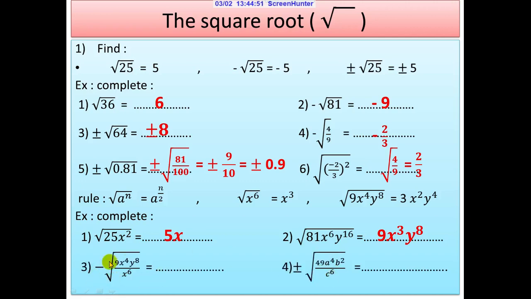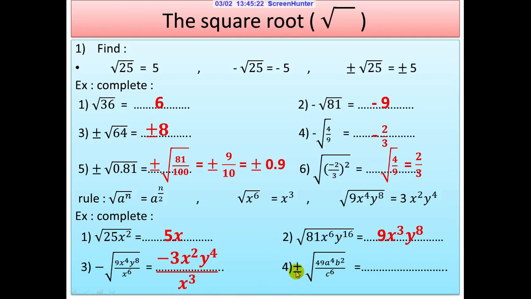Number 3: negative square root of 9x⁴y⁸ over x⁶. We try to find the square root of each one here, and don't forget this negative sign. We must write a negative answer. It will be negative 3x raised to power 2, y raised to power 8 becomes y raised to power 4, and x power 6 becomes x power 3.